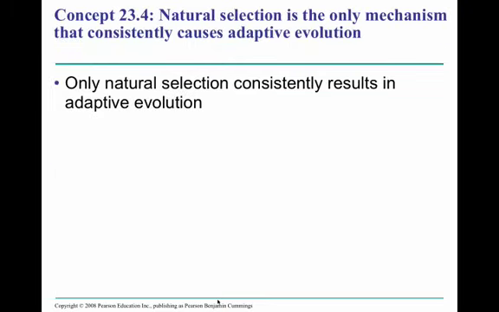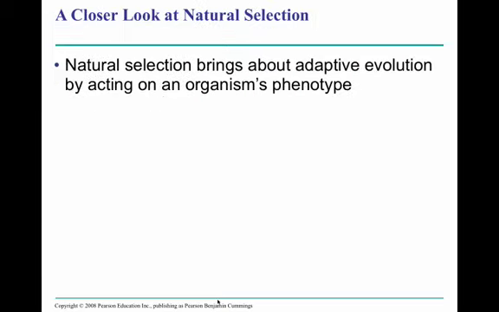Okay, so a little bit more in 23.4. So natural selection, it's the only mechanism that consistently causes adaptive evolution. Okay, so the pressures of an environment acting upon the alleles present in a population, that's what, in essence, if you can use the word, chooses the forms that have the best fitness in a particular environment. So, and we've mentioned this before, so some of this is going to be sort of reviewy. Natural selection brings about adaptive evolution, change of organisms to better fit an environment by acting on the organism's phenotype.